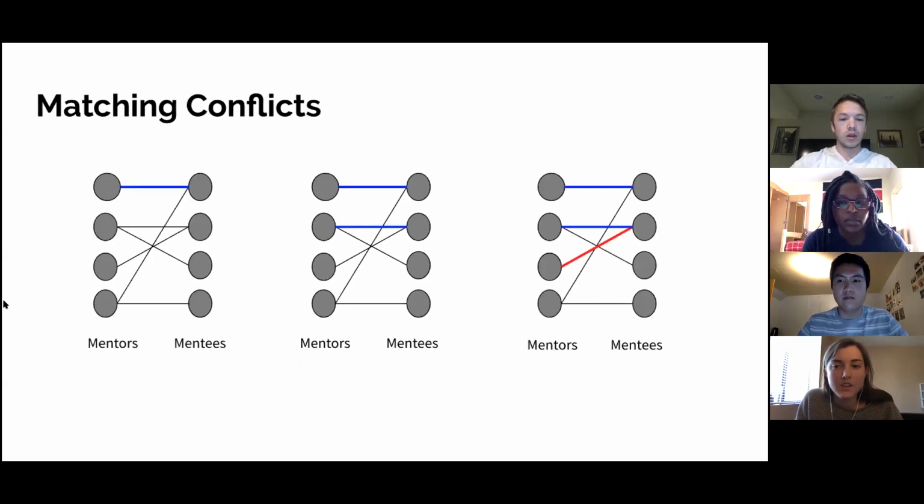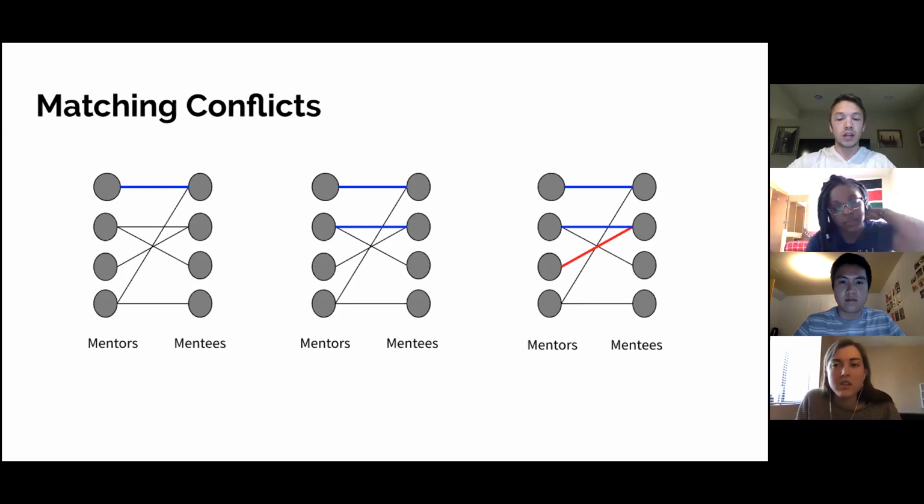So when you're going through and doing a matching, and this is how it would be done manually as well, you're just going to go down this list and make these matches. Eventually, as you can see on this third graph here, you're going to hit these conflicts where you've already matched that person, and all of a sudden you have an issue with that specific node where they don't have somebody that they can match to.